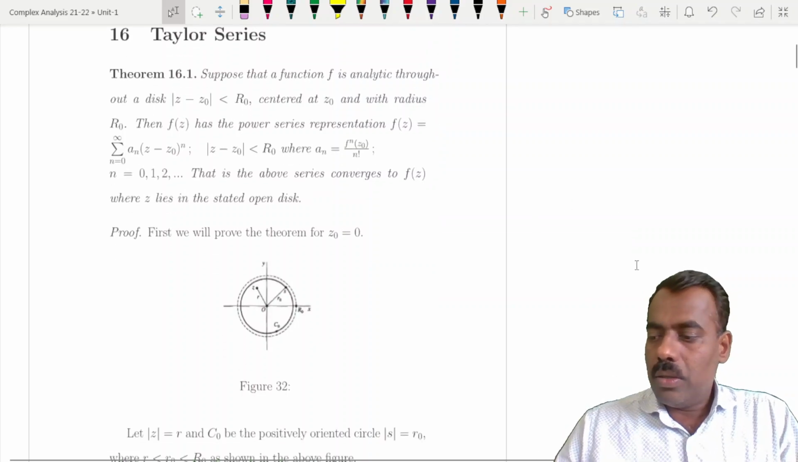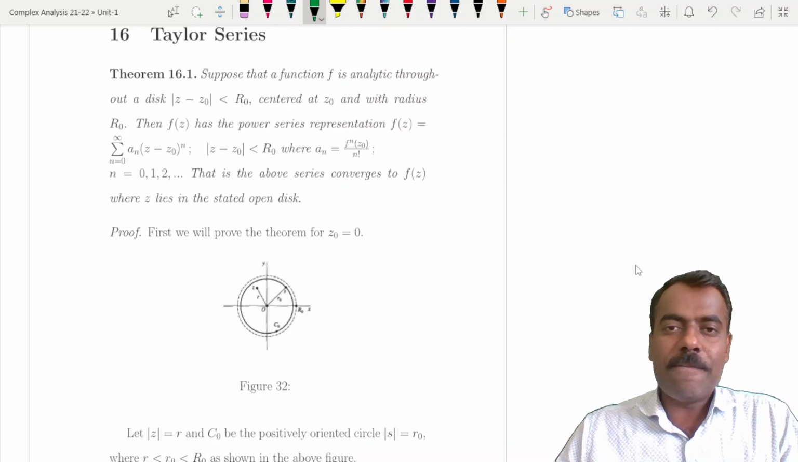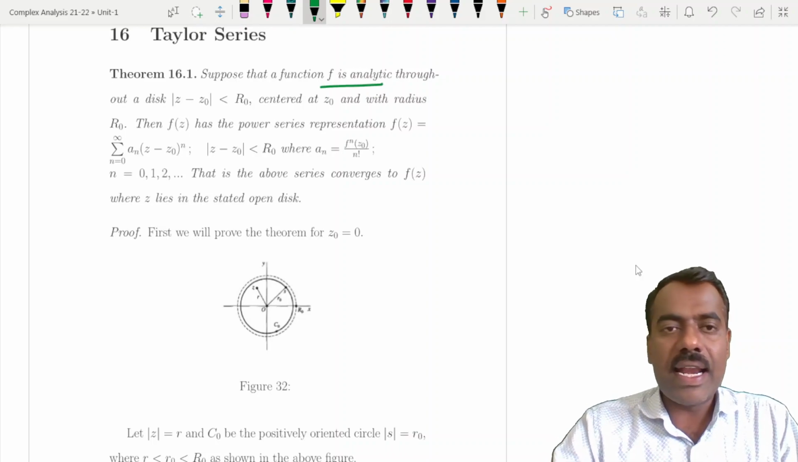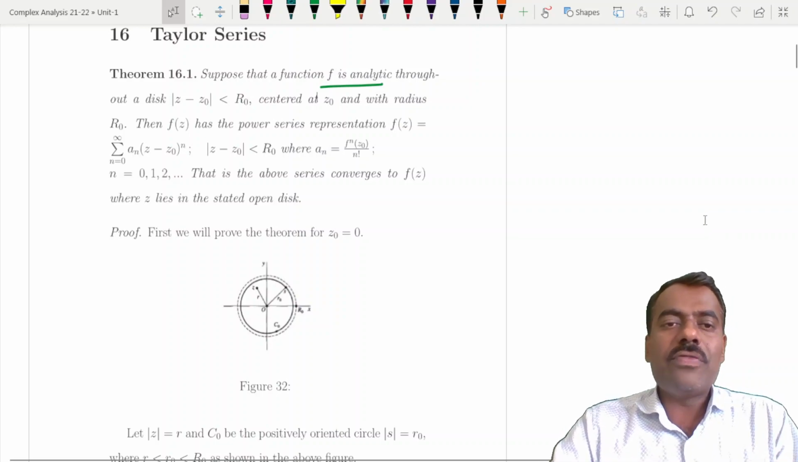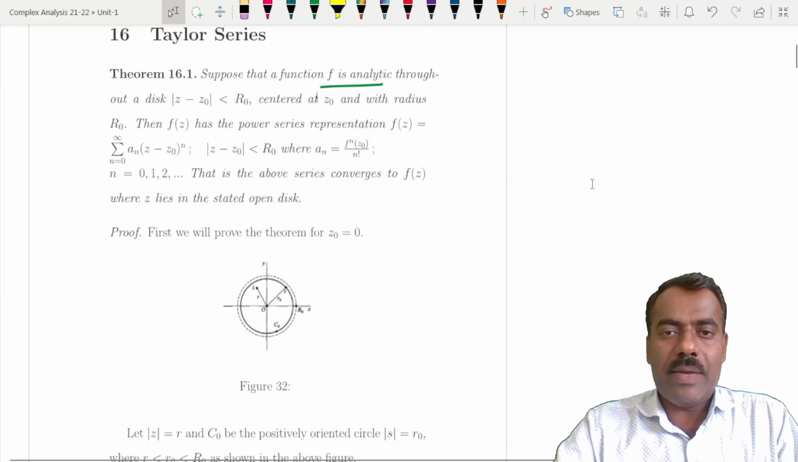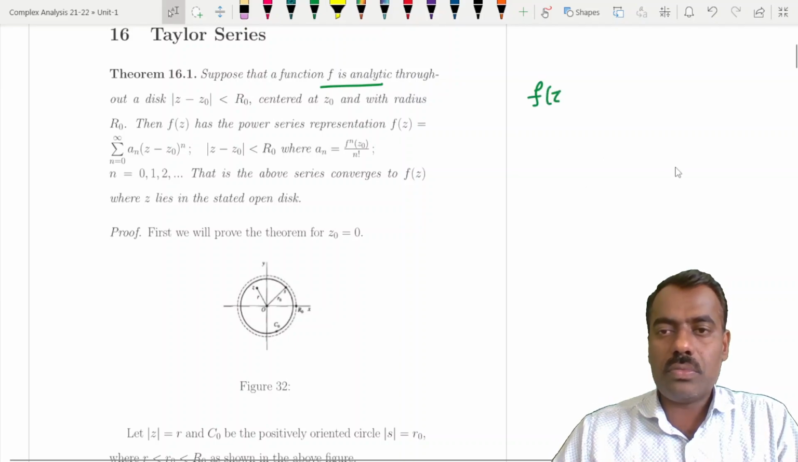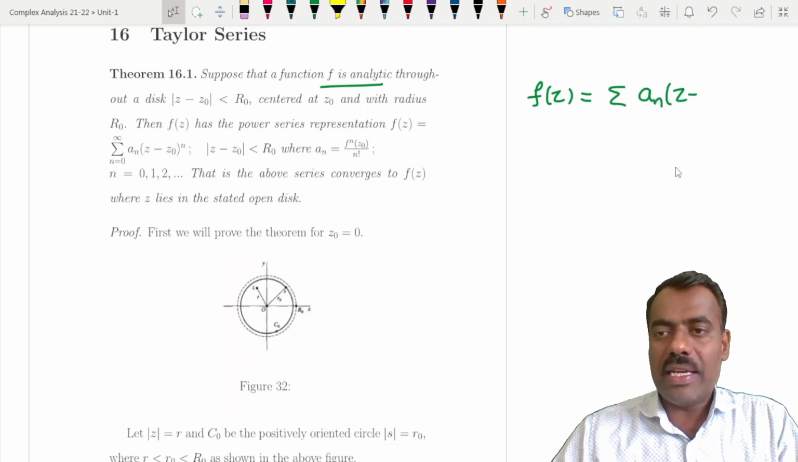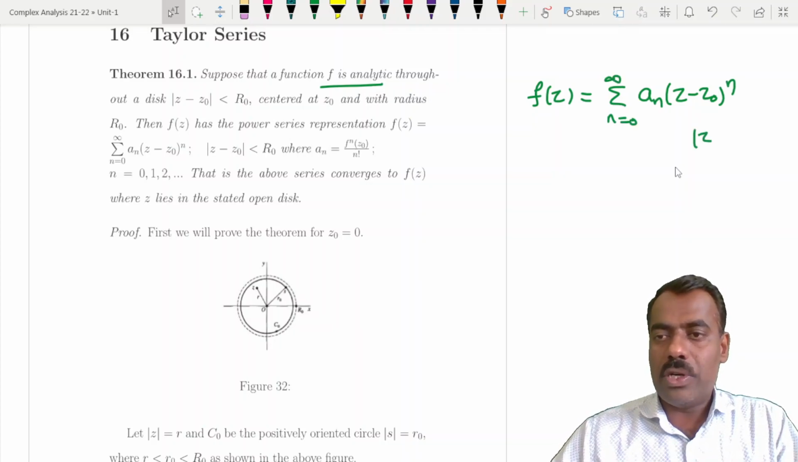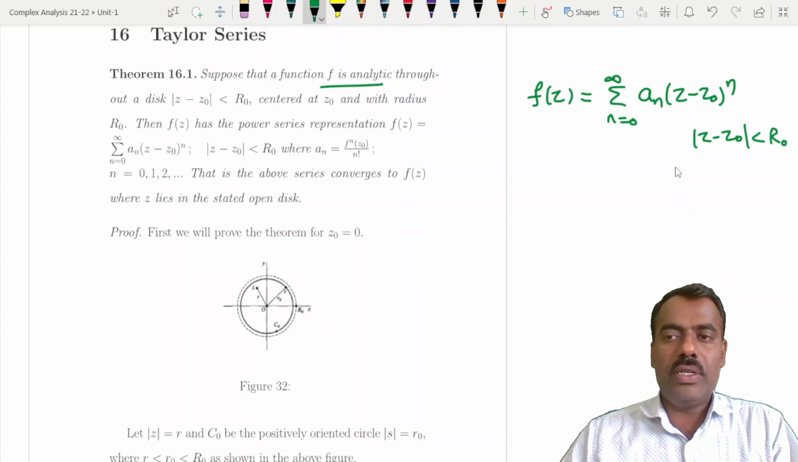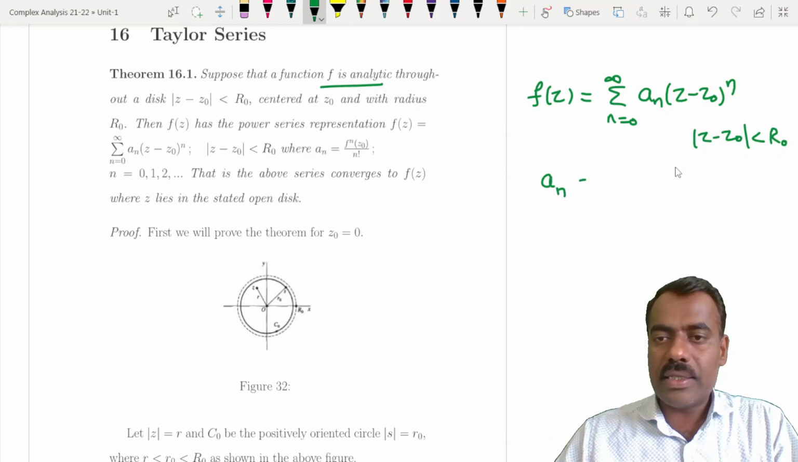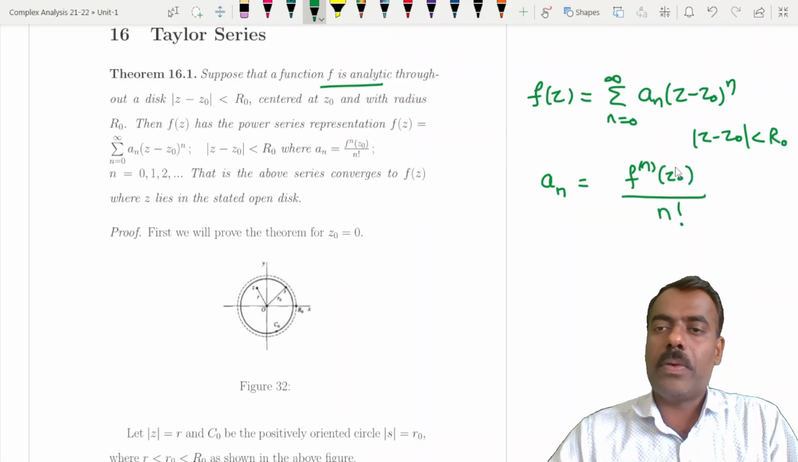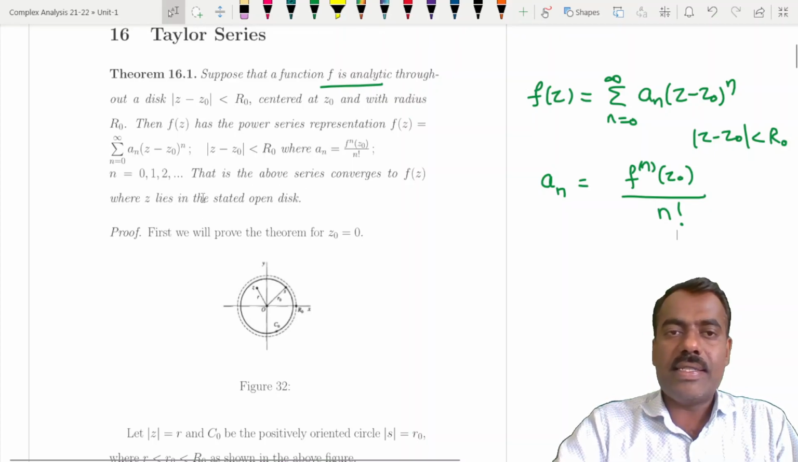Okay, fine. So the first one is Taylor series, which says that if f is analytic throughout the disk, mod z minus z naught is less than r naught, then f of z has a power series representation, namely f of z is equal to summation a n times z minus z naught whole power n, where n is from 0 to infinity, and z is inside this disk, mod z minus z naught less than r naught. Okay, and what are these a n? These coefficients are given by the nth derivative of f evaluated at z naught upon n factorial. And this series is called the Taylor series.